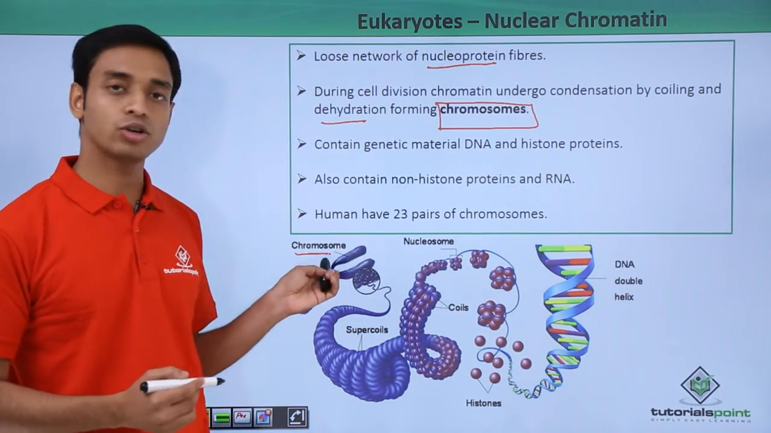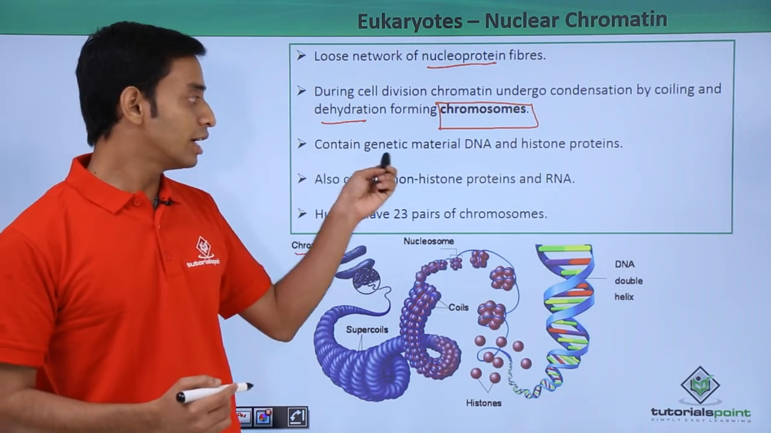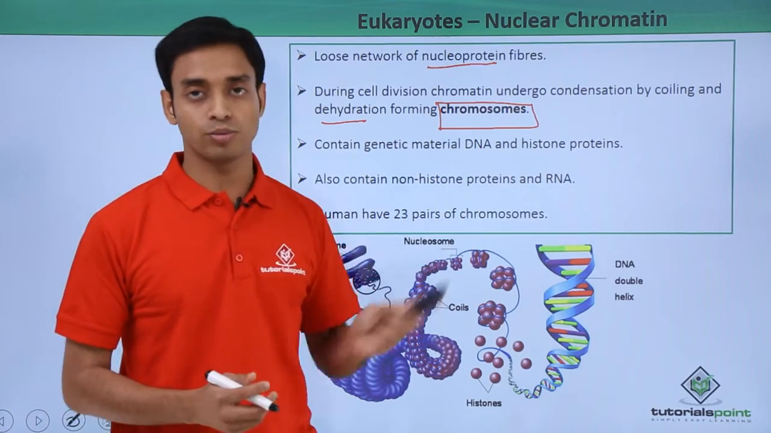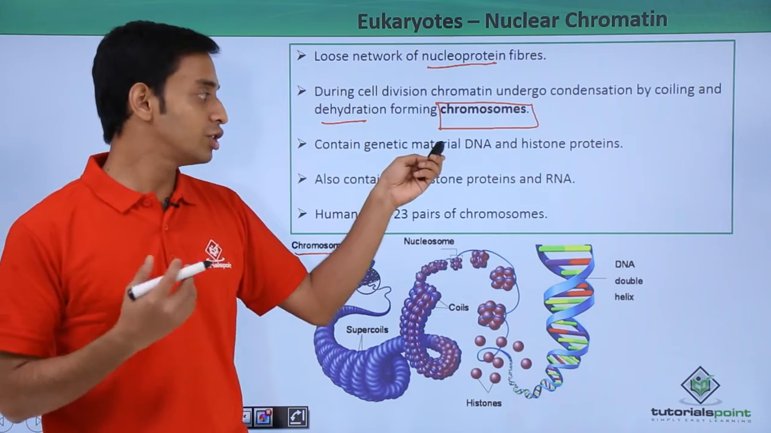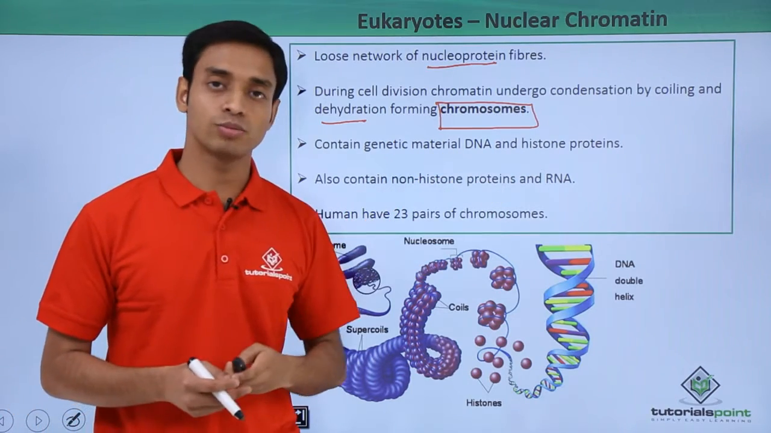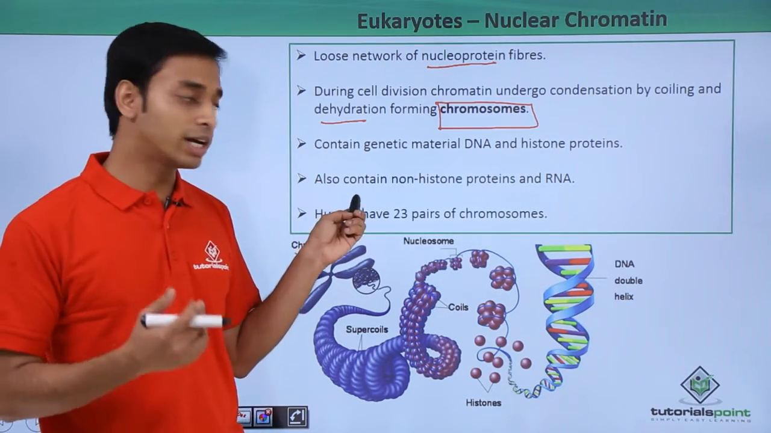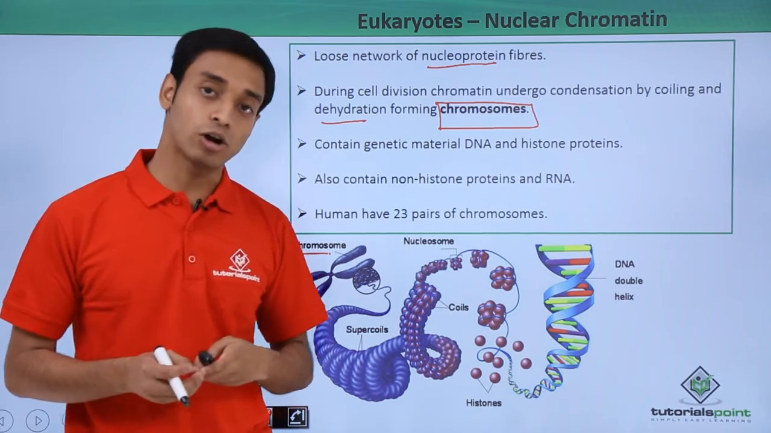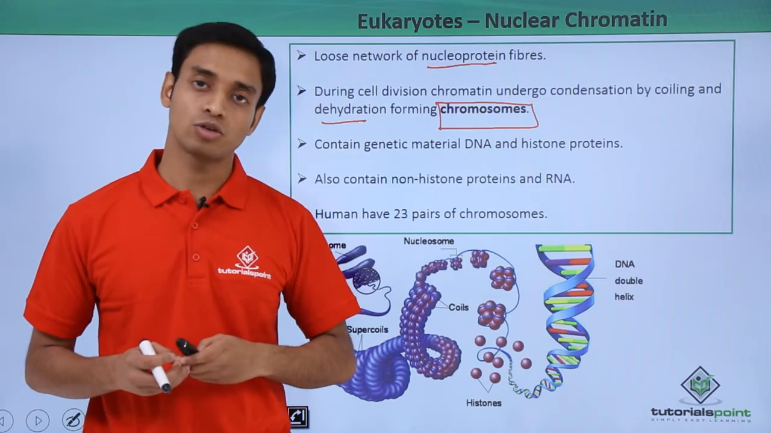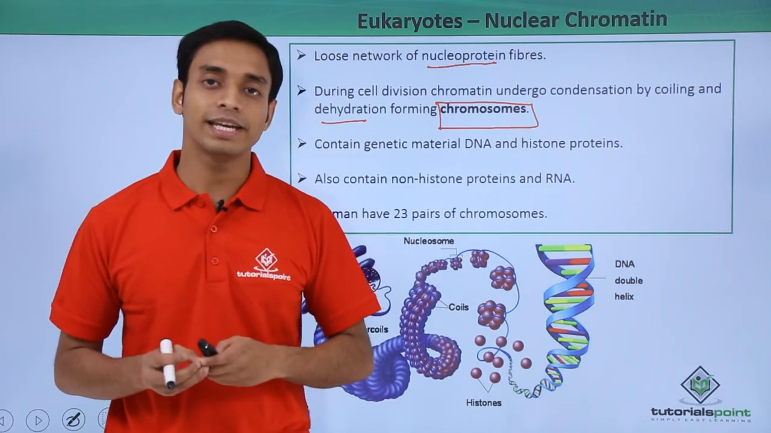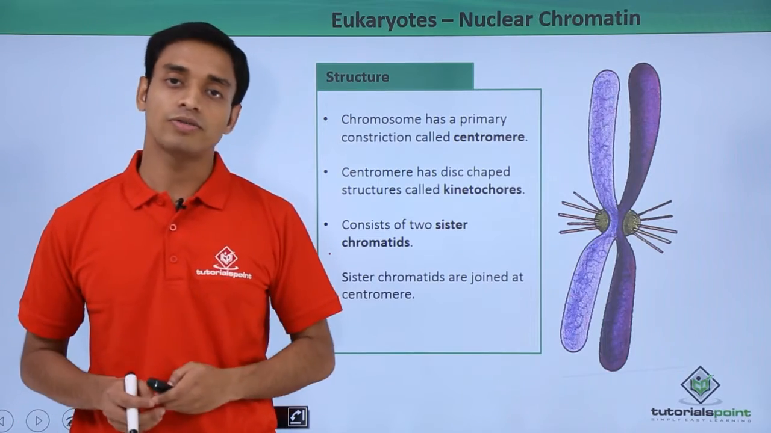This is a typical structure of a chromosome, as you can see here. So this is a chromosome. It contains the genetic material, DNA, and the histone proteins. So the nuclear chromatin contains the genetic material, which is the genes and the DNA, and also the histone proteins, which are positively charged basic proteins. It may also contain some non-histone proteins and RNA. In a typical human being, there are 23 pairs of chromosomes, and the length of the whole DNA is about 2 meters. Now let us take a look at the typical structure of a chromosome.